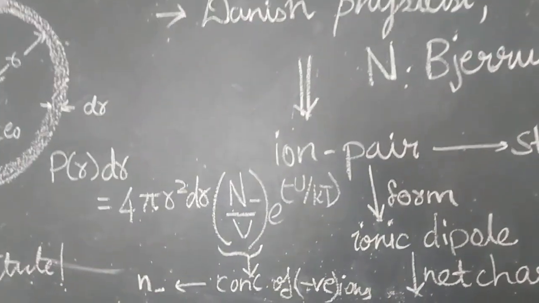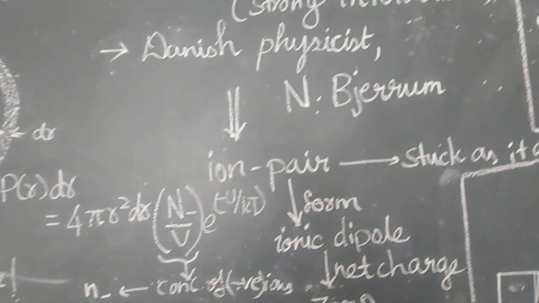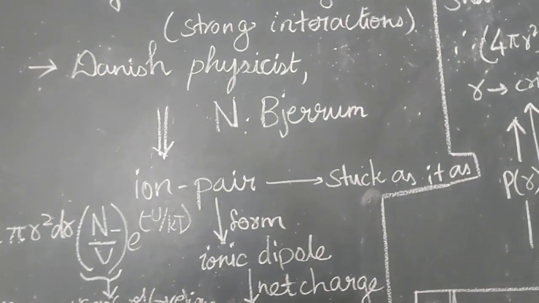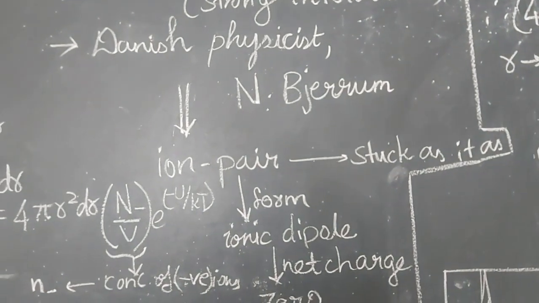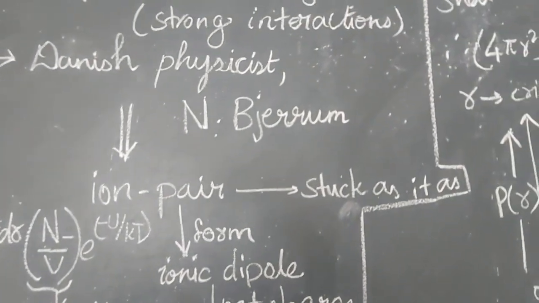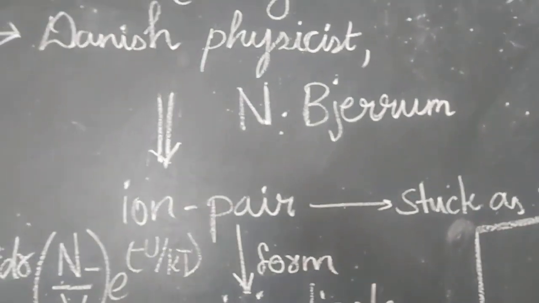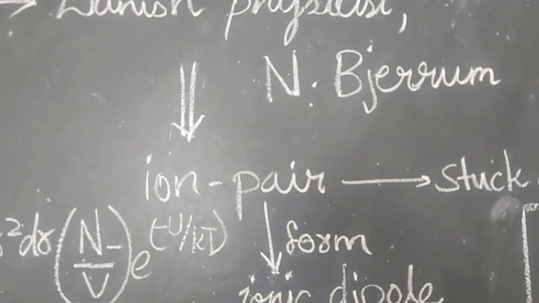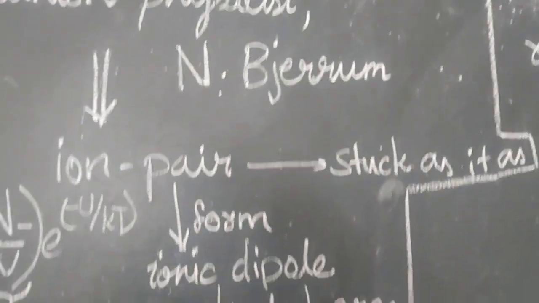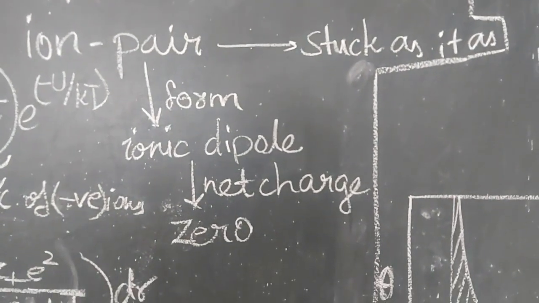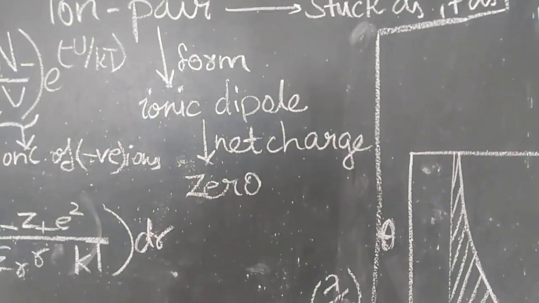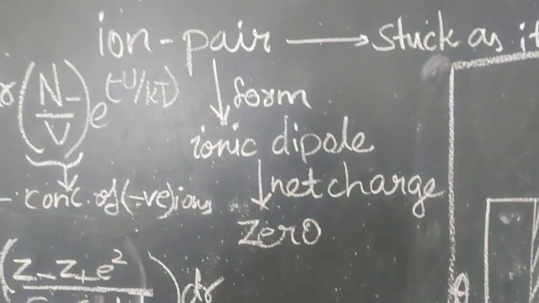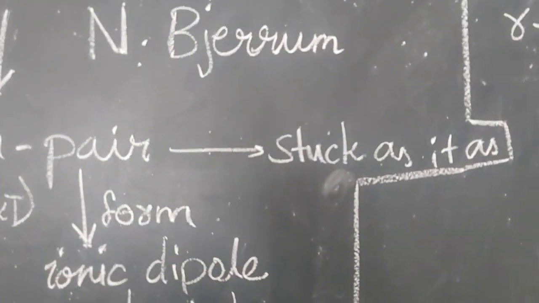He introduced an ion pair. He said in a solution there will be positive and negative charges. When a reaction takes place, the positive and negative ions will combine and form an ion pair due to the Coulombic force, and some ions will form an ion dipole which leads to a net charge of 0. Positive and negative will form 0, and some ion pairs will be stuck as they are in the solution.